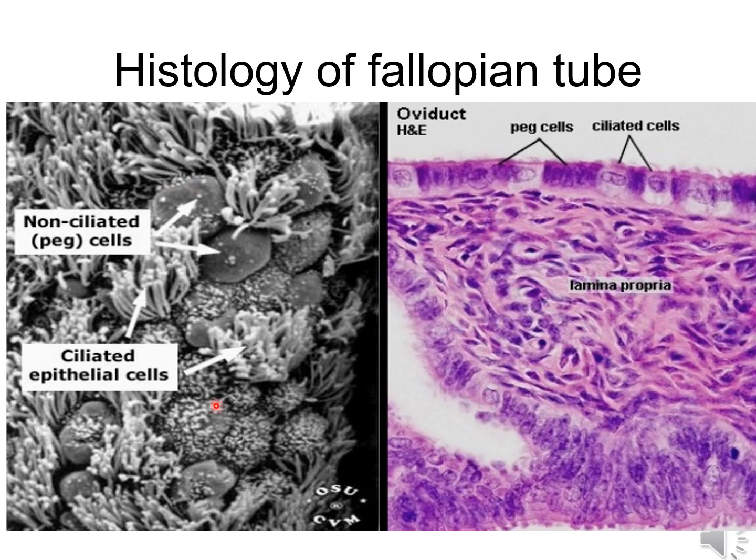This is the electron microscopic view of the epithelium of the fallopian tube. Here you can see the ciliated cells and this is the non-ciliated peg cells. Now this is the H&E section of the fallopian tube, and what you see here is the lining epithelium, which has both peg cells as well as ciliated cells. Underneath, you are seeing the lamina propria.